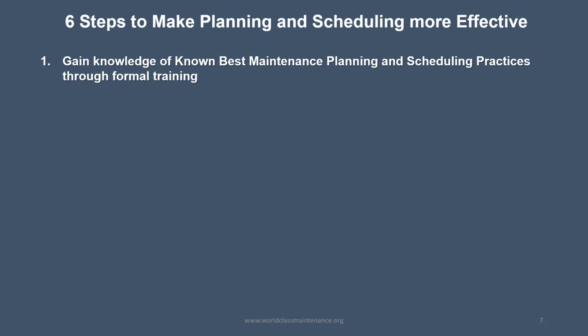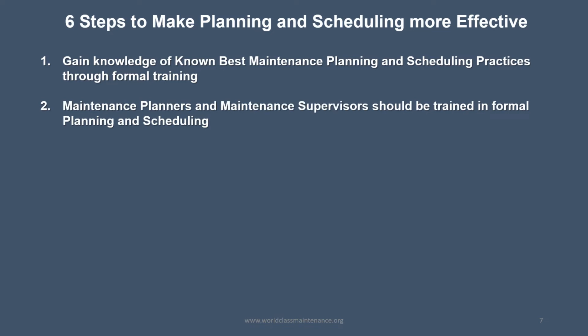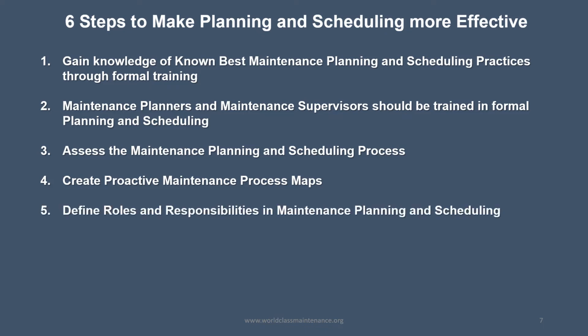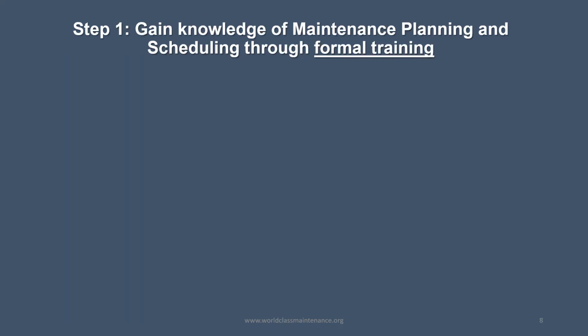Step 1, gain knowledge of known best maintenance planning and scheduling practices through formal training. Maintenance planners and maintenance supervisors should be trained in formal planning and scheduling. Step 2, assess the planning and scheduling process. What's the gap? Where are we? Where do we need to be? Step 3, create maintenance process maps. Without process maps, everybody's doing their own thing. Step 4, define roles and responsibilities in maintenance planning and scheduling. And then step 5, create a maintenance KPI dashboard. Without measuring it, we don't know how well we're doing.